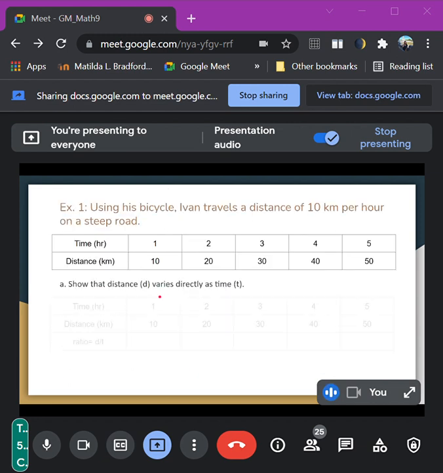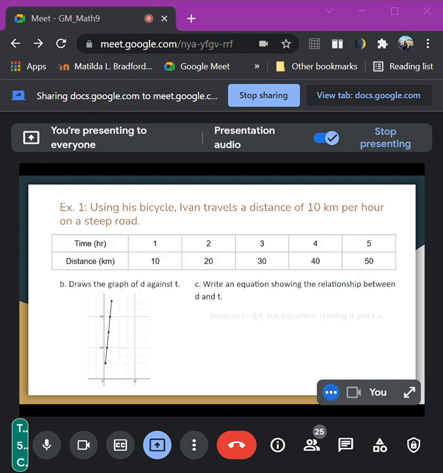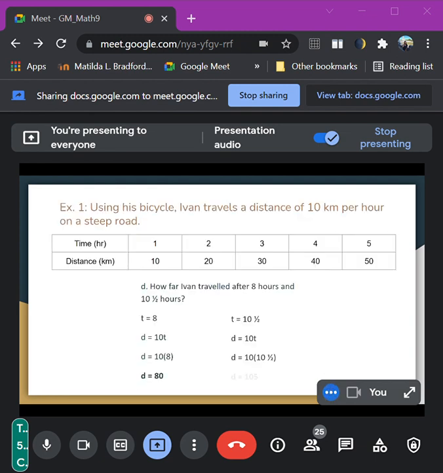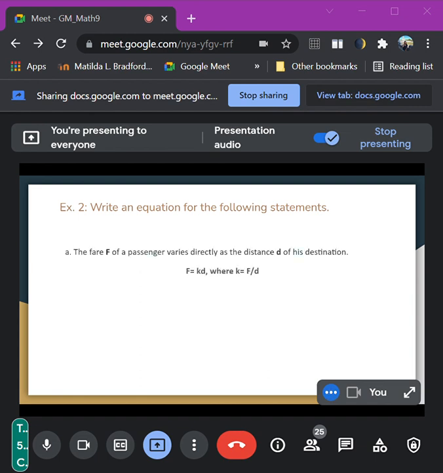Okay? So for our given number 1, that is F is equals to K times D, where our constant K you can get by taking your F, which is the fare, over the distance. So you get the fare over the distance. Questions, class, for our first example in writing an equation of the following sentences? Do you have any questions?